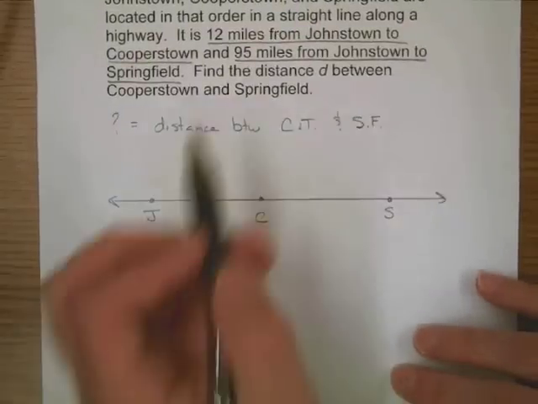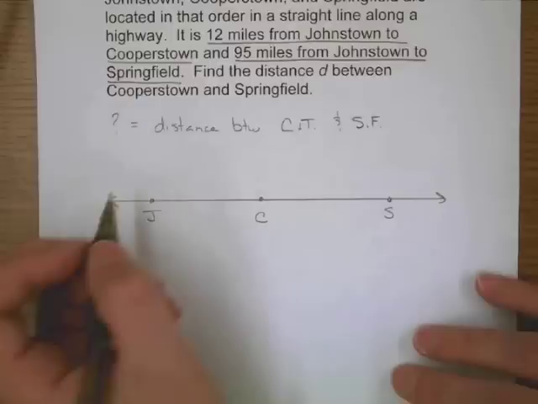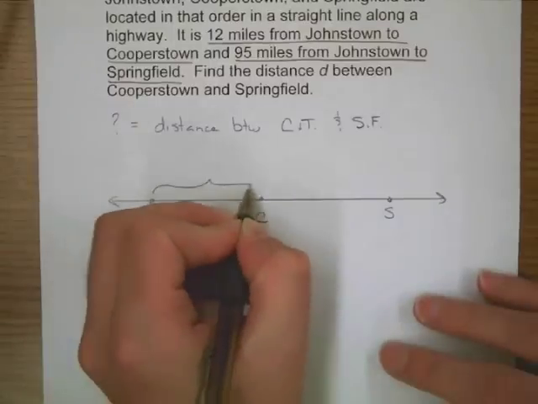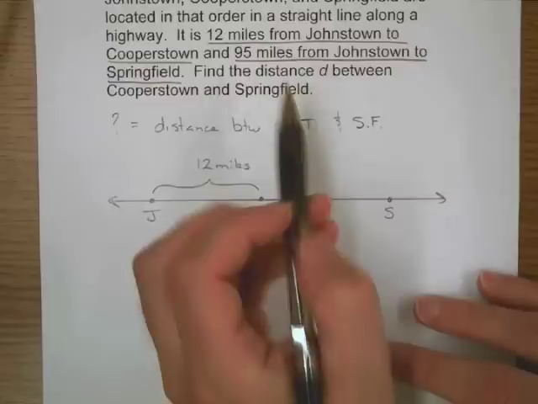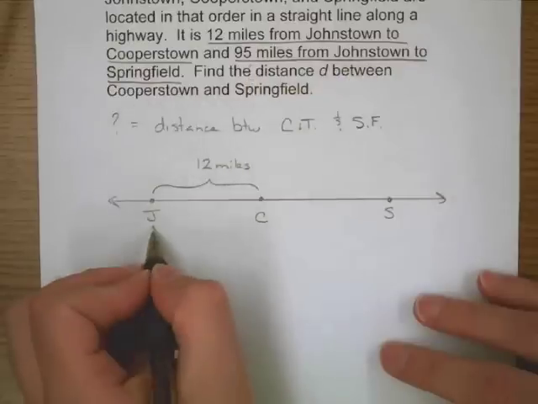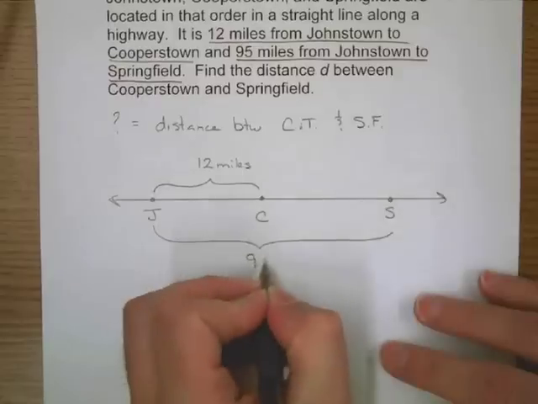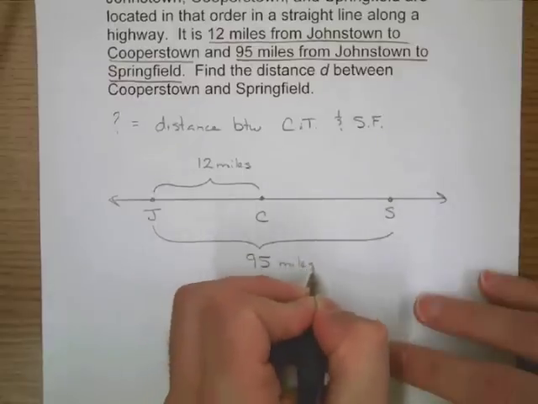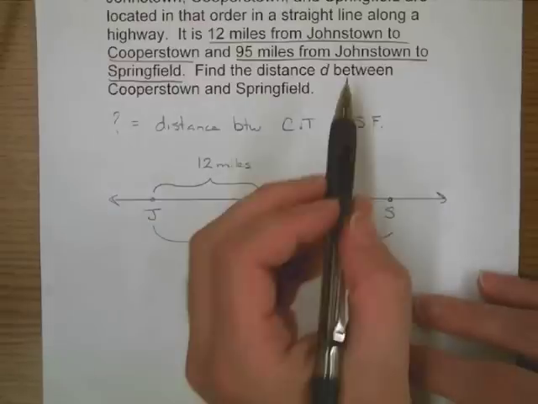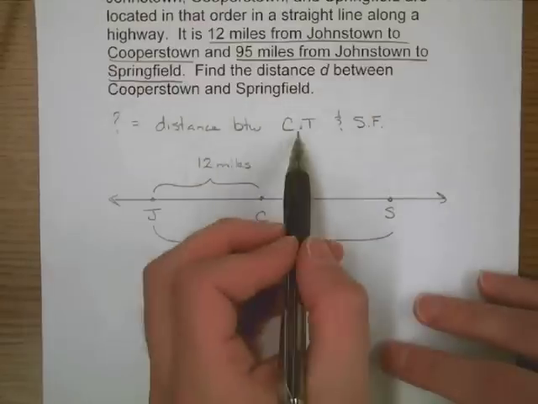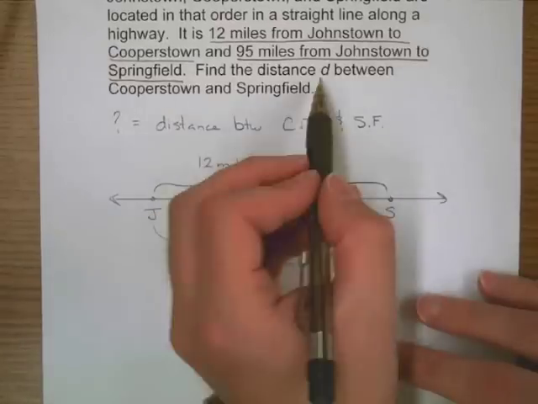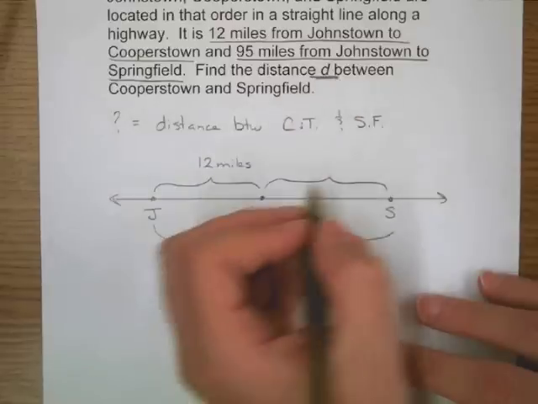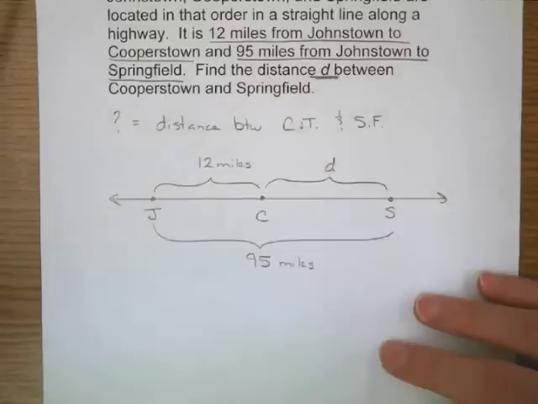And I know that it's 12 miles from Johnstown to Cooperstown. So here's Johnstown to Cooperstown. That's 12 miles. And I know that it's 95 miles from Johnstown to Springfield. And I want to know the distance between Cooperstown and Springfield. That's what I'm wondering. And we're going to call that distance a variable. That's d. That's our unknown, what we're trying to find.